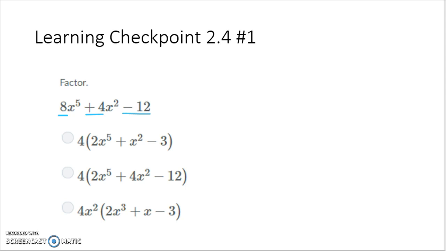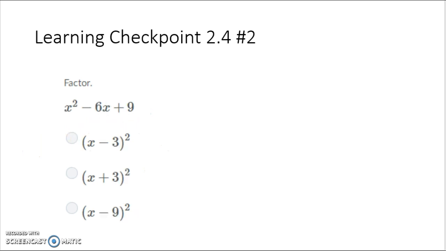Now we also should look at our variables real quick just to make sure that we can't also factor out any variables. So in my first term, I have x to the power of 5. My second term has x to the power of 2, but my third term does not have any x's, so I can't divide an x out of all three pieces because my last term is a constant. It does not even have a variable to look at.